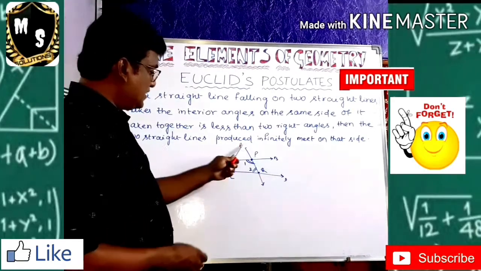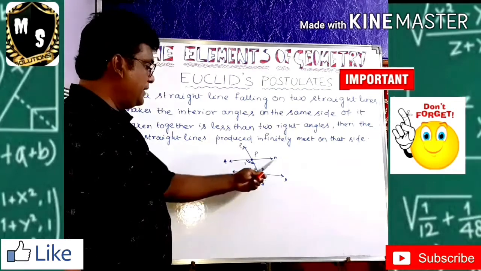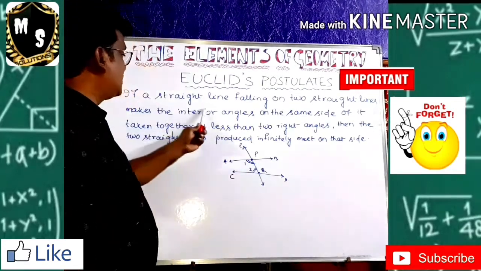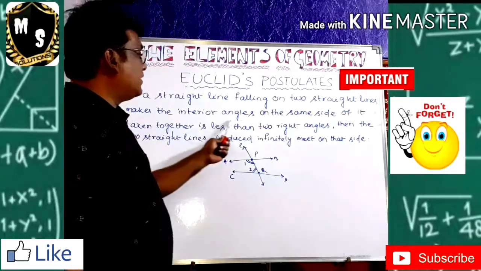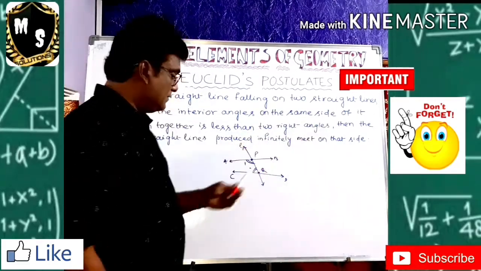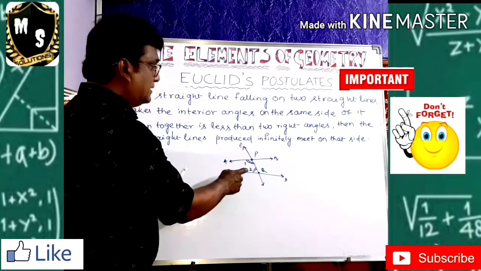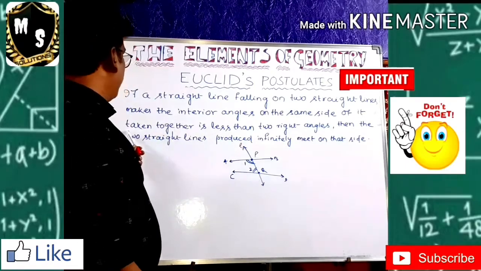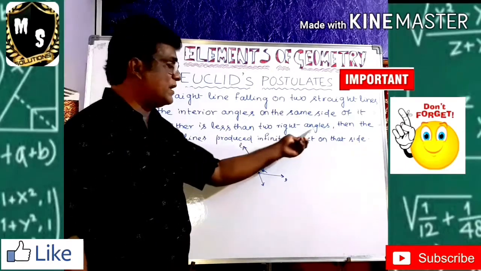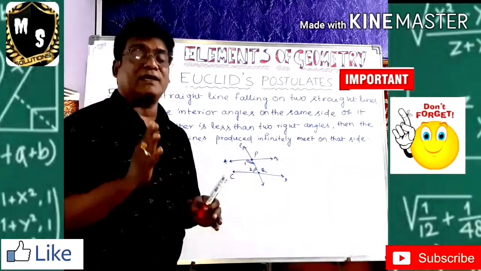If a straight line L falls on two straight lines AB and CD, it makes interior angles on the same side. Angles 1 and 2 are called the interior angles on the same side. If you add these two and the sum is less than two right angles, that is, less than 180 degrees.